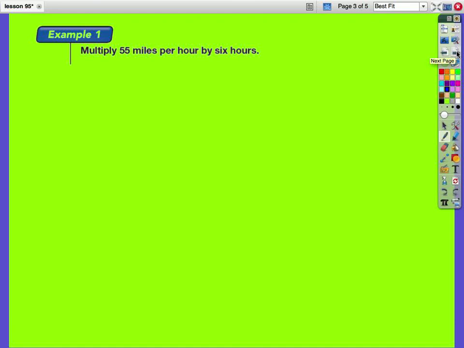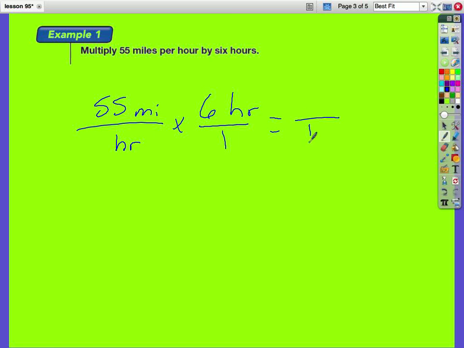So, it says multiply 55 miles per hour by 6 hours. Okay? I'll put it over 1, just make it easier to see. Okay? Now, those numbers I can't cancel out. I always like to cancel out my numbers first if I can. Here I can't cancel out any numbers because all I have on bottom is 1. So no matter what, I know I'm going to have 1 on bottom. Okay? On top, 55 times 6.